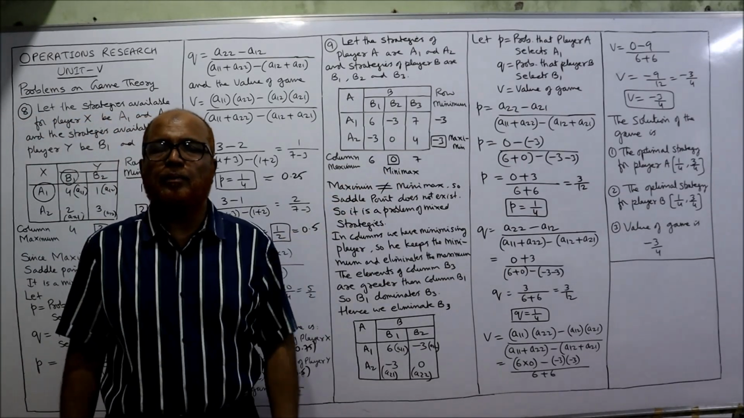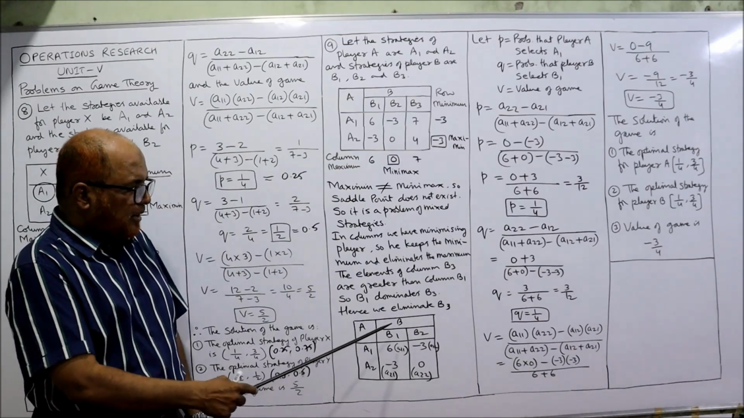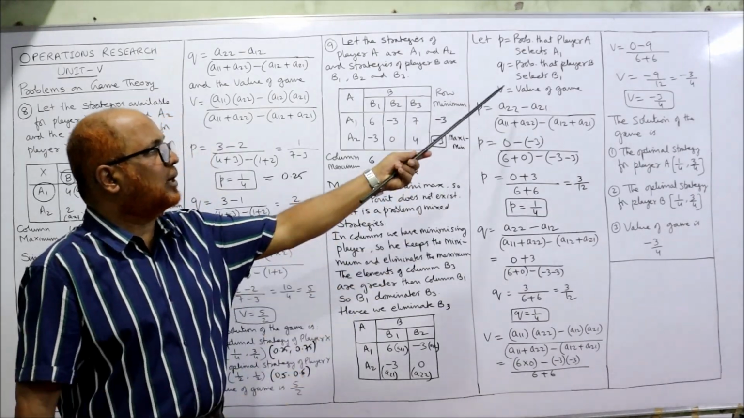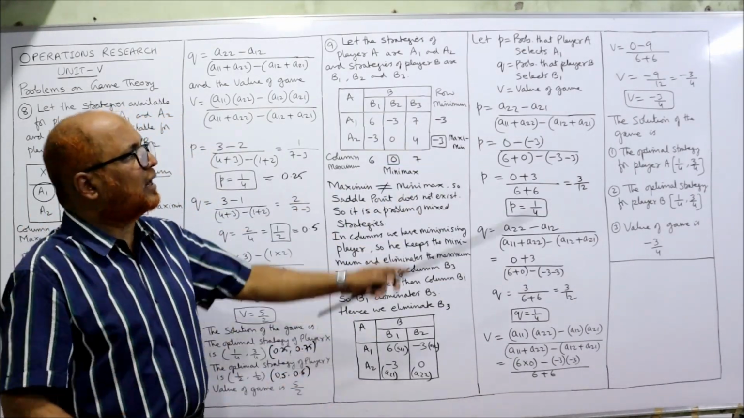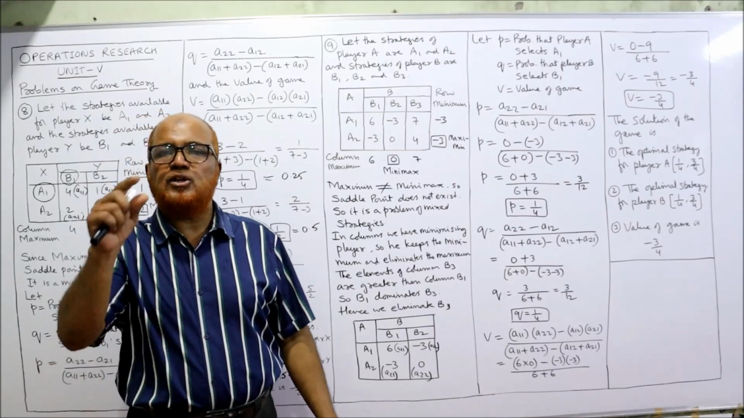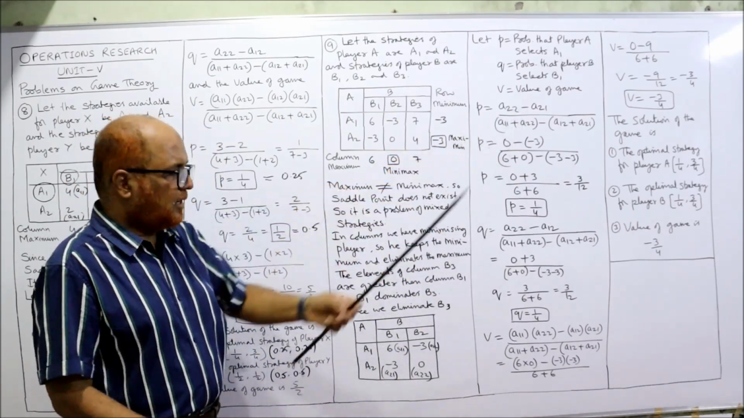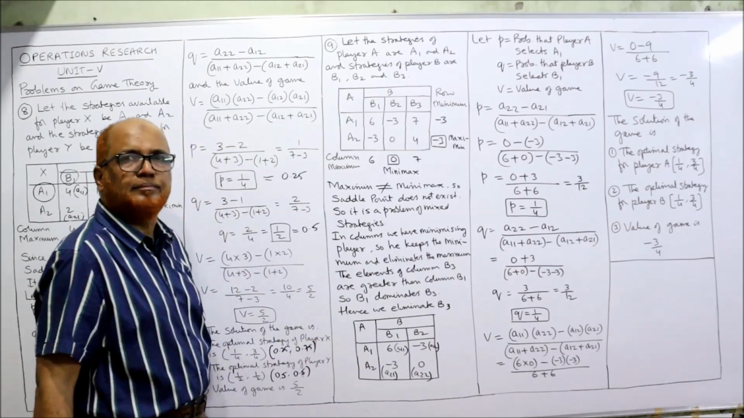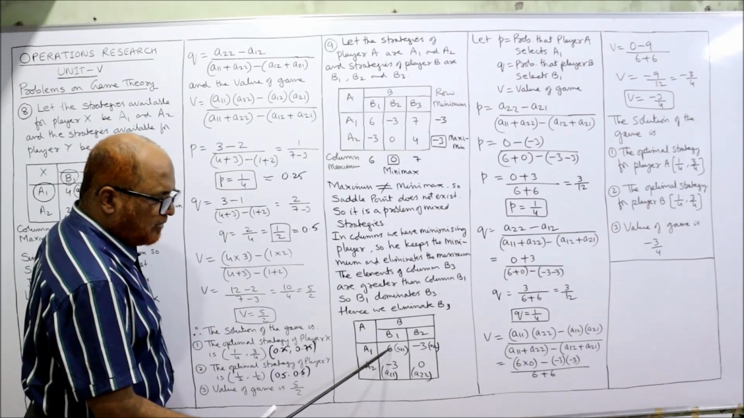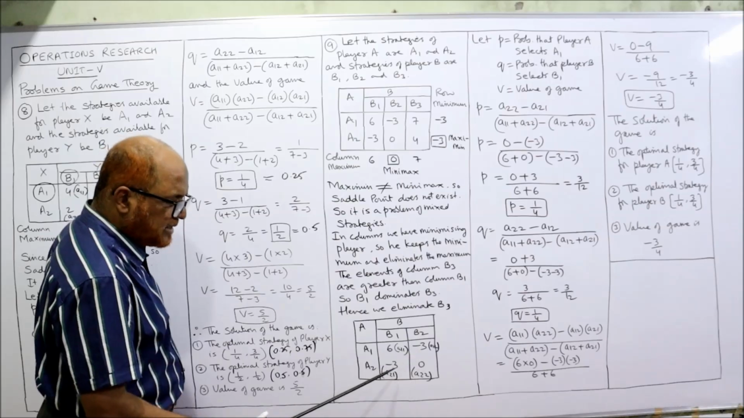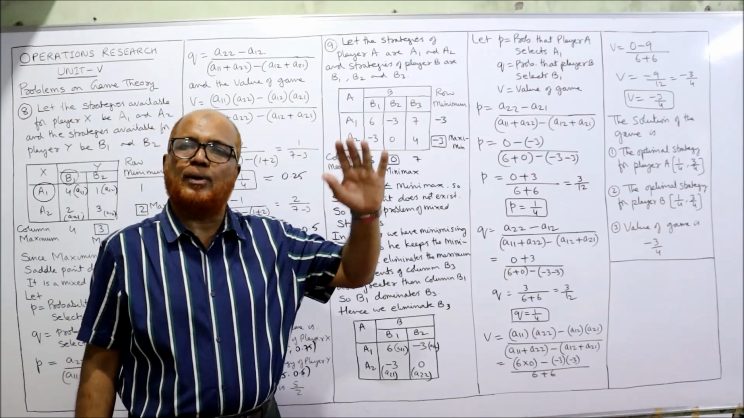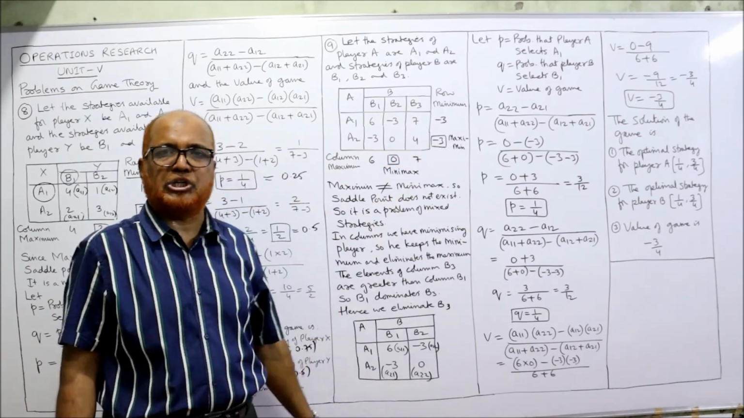Now, let P be the probability that player A will select A1, and Q the probability that player B will select B1 as usual, and V is the value of the game. So we need to calculate P, Q and V, right? First of all, P. The formula for P is A22 minus A21, divided by A11 plus A22 minus A12 plus A21. The denominator will remain the same for P, Q and V. Only the numerator will change, right?